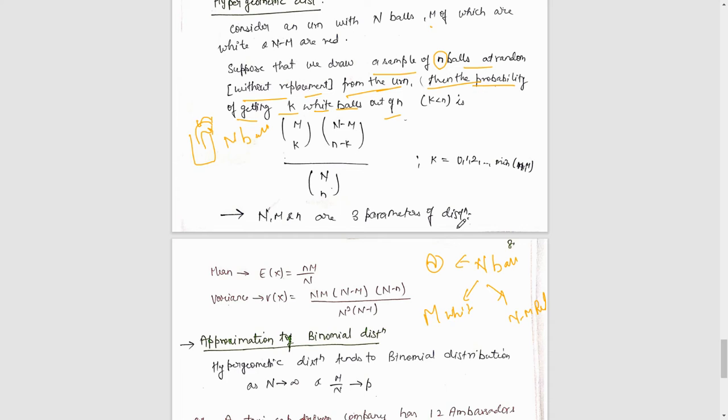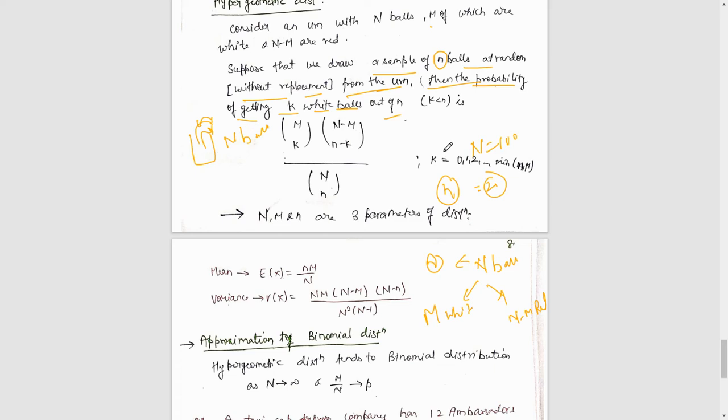So obviously you have capital N number of balls, m are white balls and N minus m are red balls. You know this prior to the experiment, and you are just drawing a small number n of balls. So let's say capital N is equal to 100, then maybe you are drawing a small number of 20 balls. So you are trying to find the probability of getting k white balls out of n.